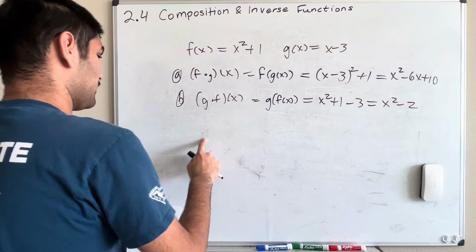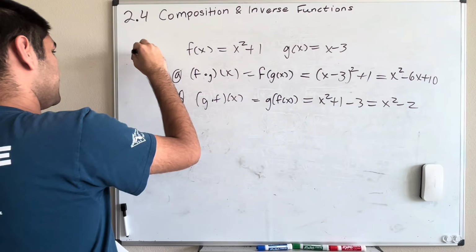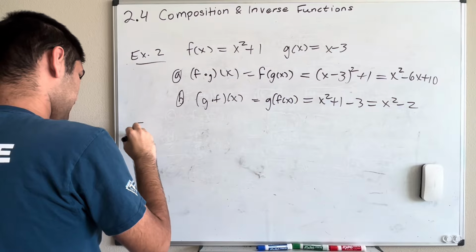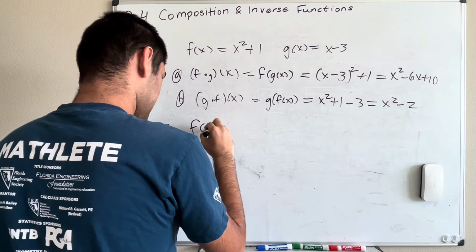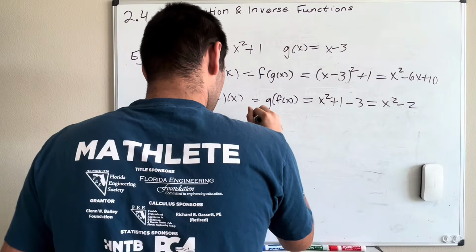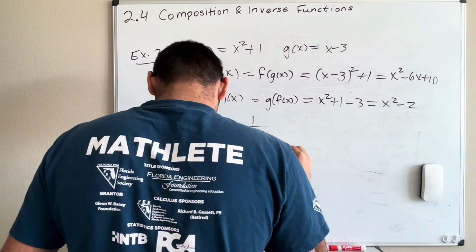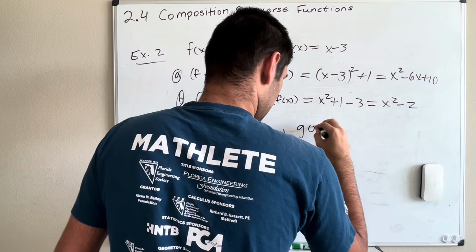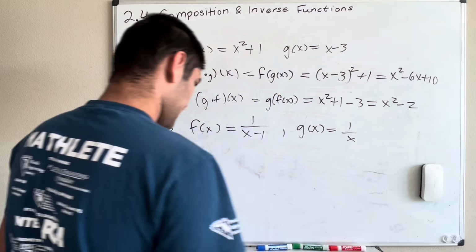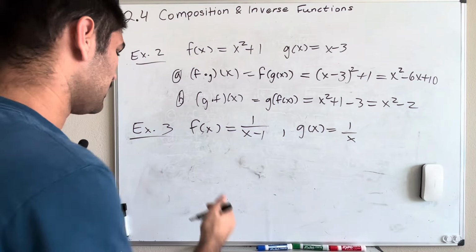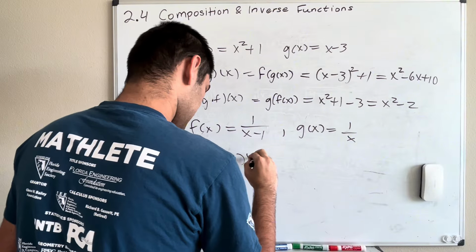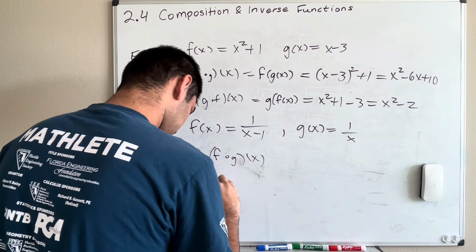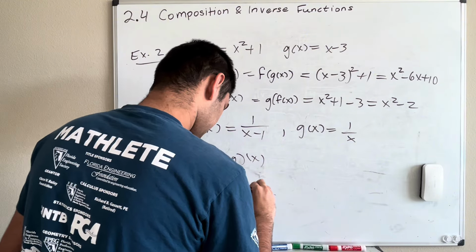All right. Let's do, so this would be example 2. Let's do another example. So let's say we have f of x is equal to 1 over x minus 1, g of x is equal to 1 over x. All right, so again, pause the video and see if you can figure out f of g of x and g of f of x.